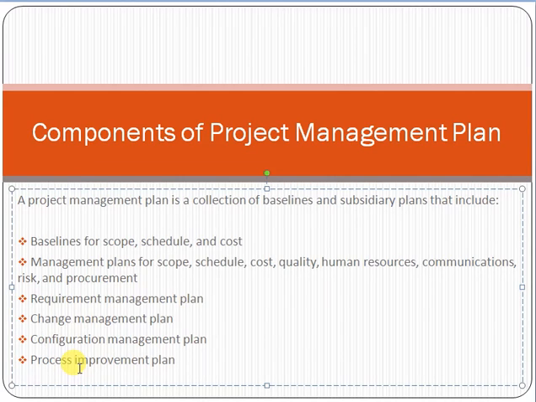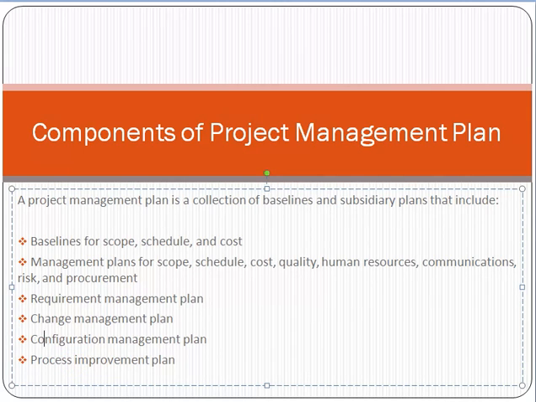Process improvement plan means that as a project manager, you analyze each and every activity of a project, and you analyze how you can improve the process. Okay, so are you getting my point? So process improvement plan means that you identify each and every task and activity of a process, and you identify how you could improve that process. So this is a plan for how you will analyze the activities and how you could improve the process.